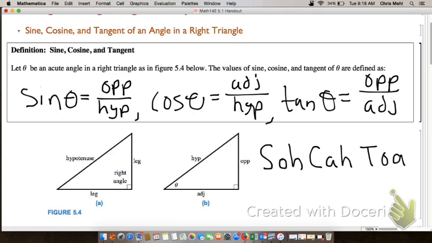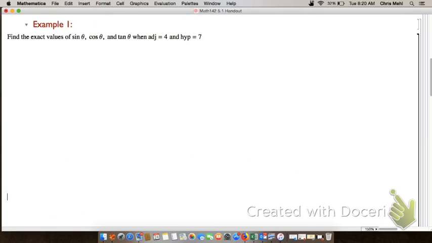Okay, so now let's take a look at an example. Example 1: find the exact values of sine theta, cosine theta, tangent theta when the adjacent side corresponding to the angle is 4 and the hypotenuse is 7.